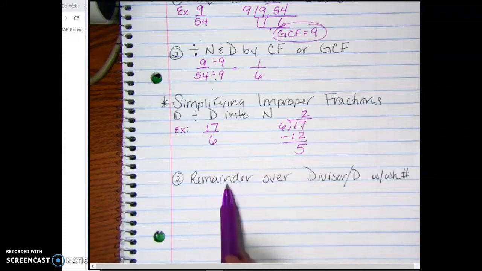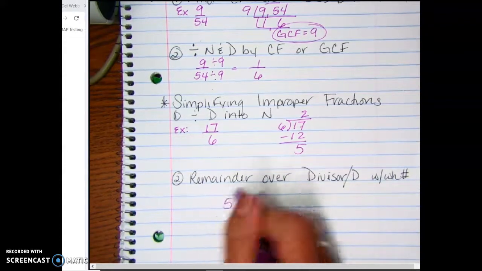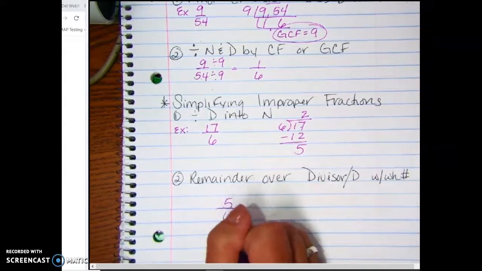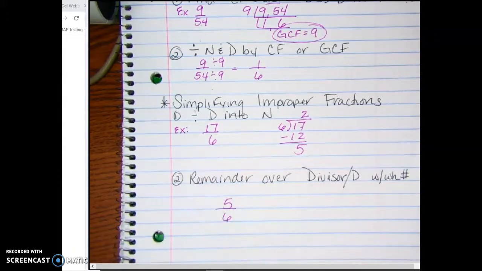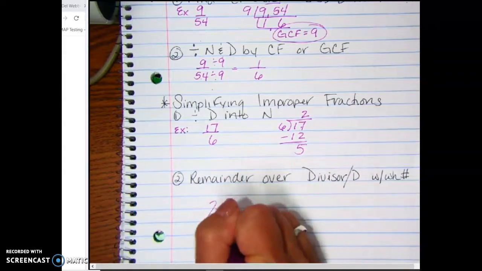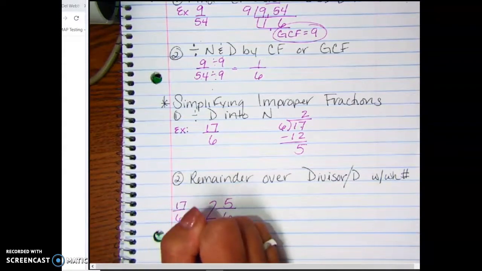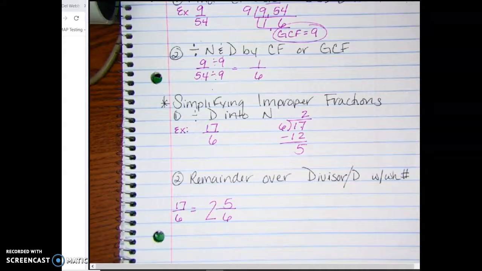So let's take a look. Remainder over divisor. Here's my remainder over the divisor of 6, which is also my denominator. And then I have to include my whole number. My whole number is 2. So I know that 17/6 equals 2 and 5/6. All right, guys, we're going to do more of this for the next few days.